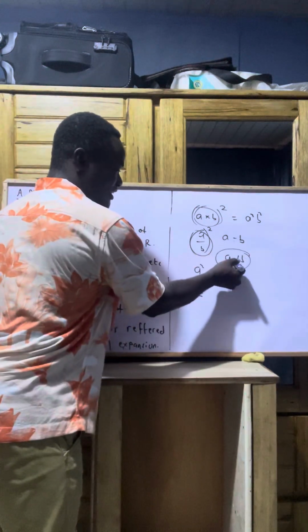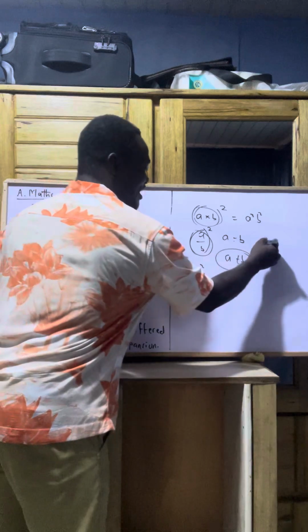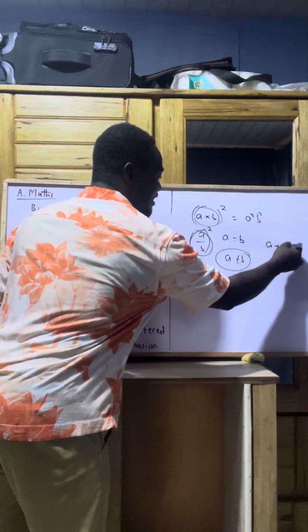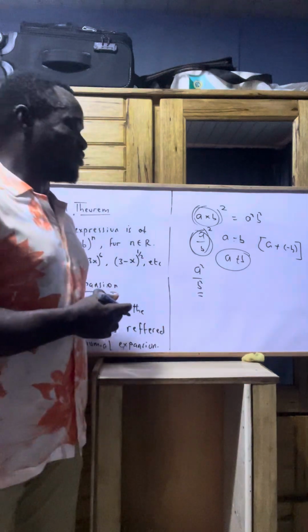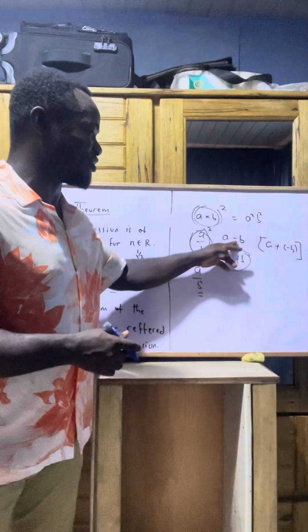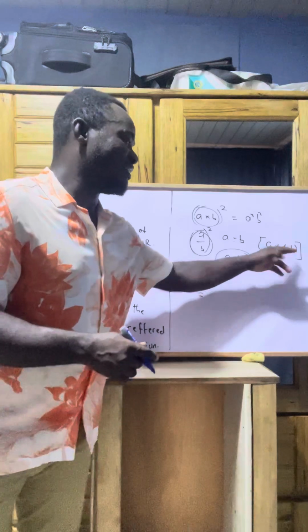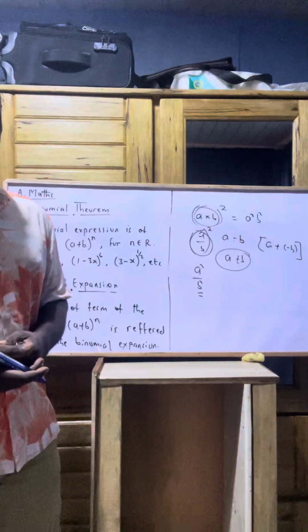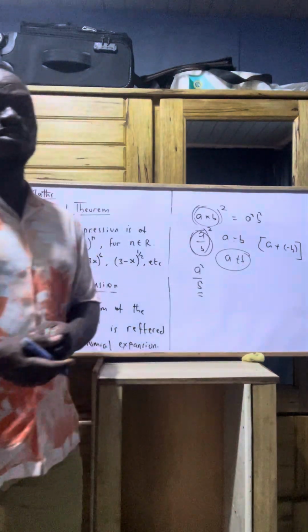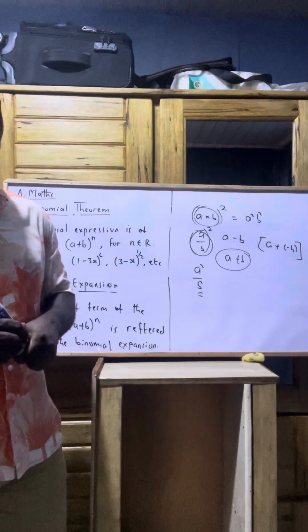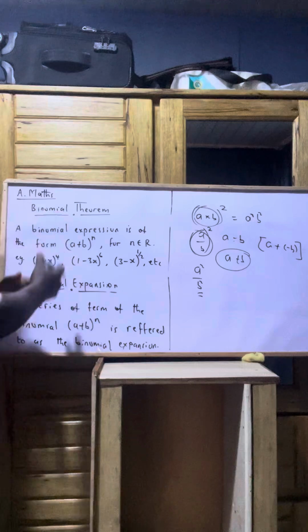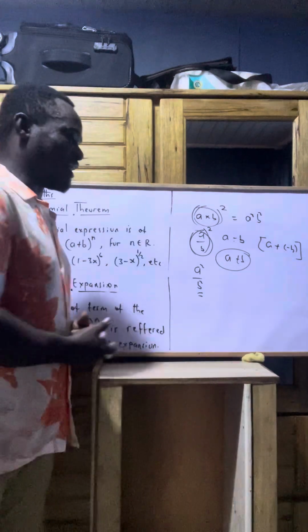This form is also like this form. I can write this as this form by writing a plus the negative b. This is a binomial. So most of the time when I see minus, you can also write it as a plus the negative of the next term. So this is what we are going to concentrate on. That is what we are interested in when we relate it to this theorem. So this is a binomial expression.